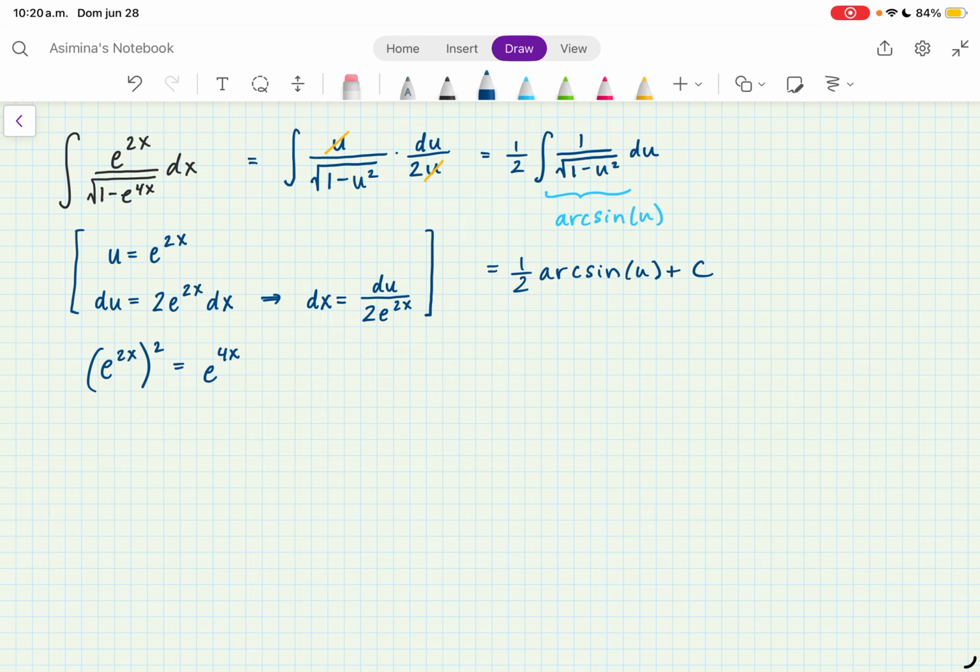Not quite, because we started off with something in terms of x, and now we ended up with an answer in terms of u, so we just need to plug in what u is. So this is 1/2 arc sine of u, which is e to the 2x plus c. So this here is our final answer.